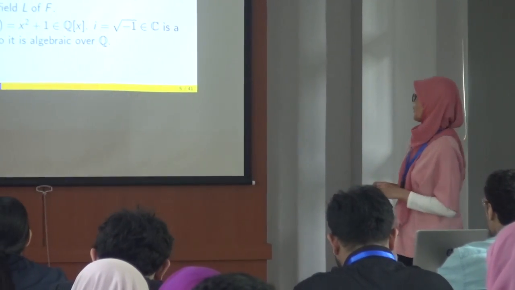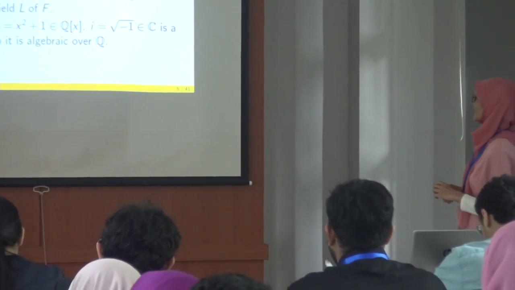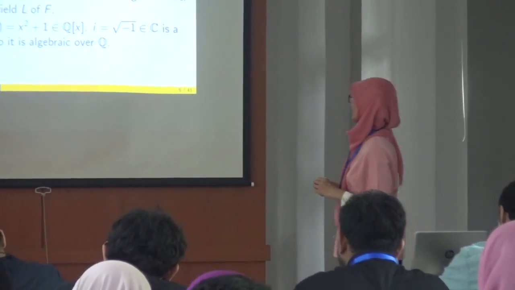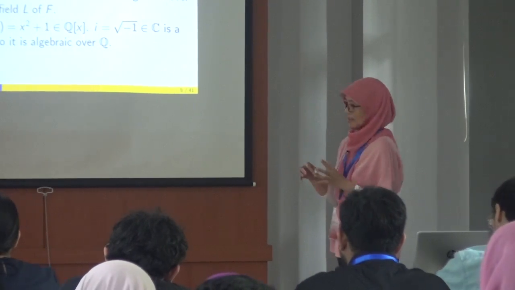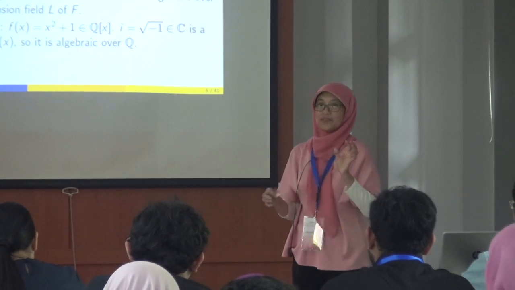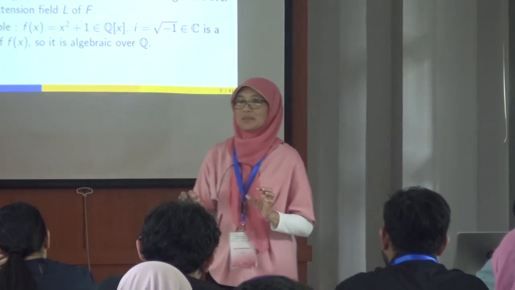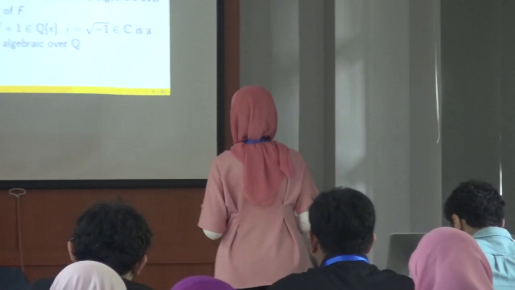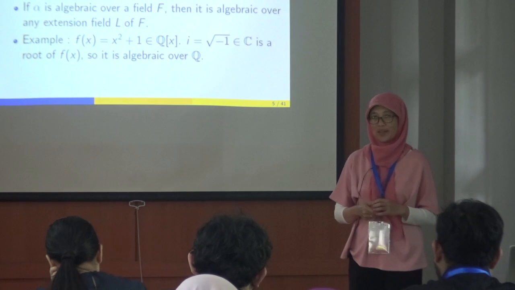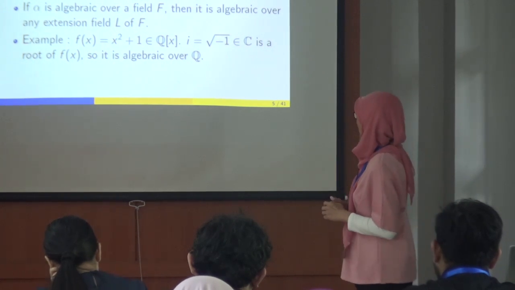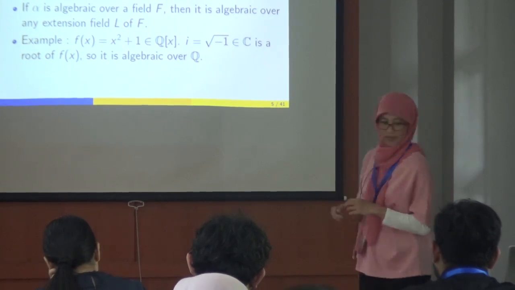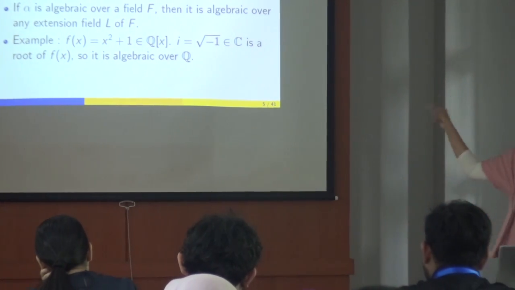This is a simple example. We know Q, and we can observe the polynomial x squared plus 1. In Q itself, this polynomial doesn't have a root, but if we extend to C, it has a root. The root is i, or the square root of minus 1. So i is algebraic over Q, because we find a polynomial such that i is a root of this polynomial.